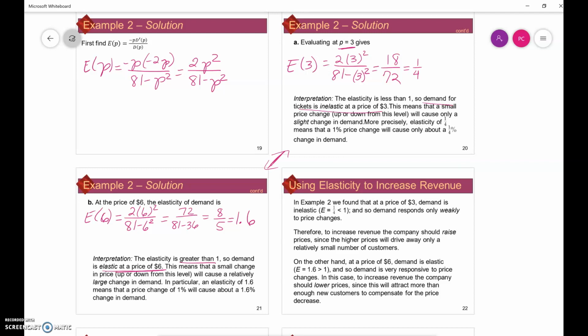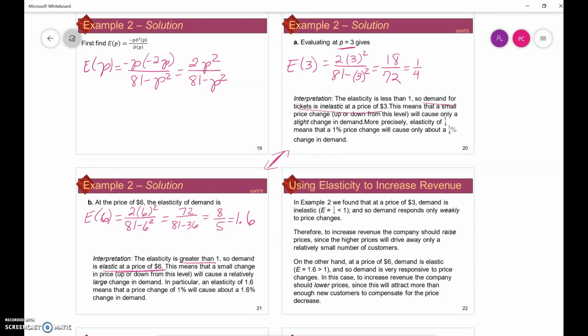All right, so in example 2, we find that at a price of $3 demand is inelastic, so demand responds only weakly to price changes. Therefore, to increase revenue, the company should raise prices, since the higher prices will drive away only a relatively small number of customers. On the other hand, at a price of $6, demand is elastic, so demand is very responsive to price changes. In this case, to increase the revenue, the company should actually lower prices, since this will attract more than enough new customers to compensate for the price decrease.